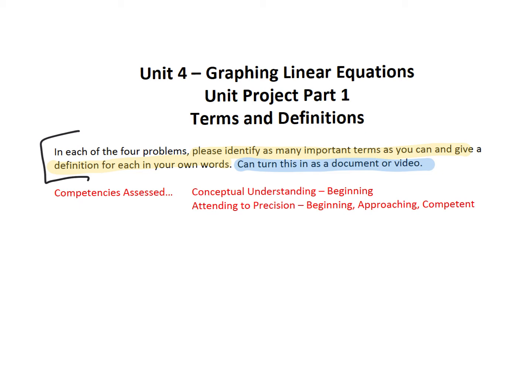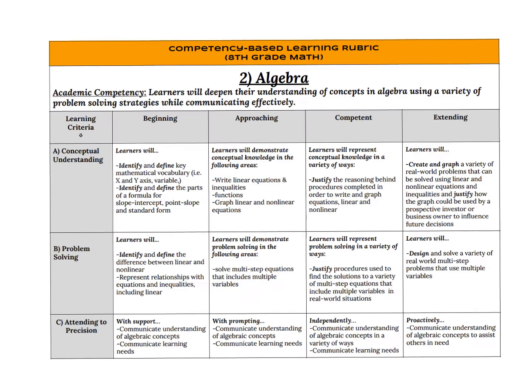But what I want to talk about first is that the competencies assessed are going to be conceptual understanding, beginning, and then attending to precision, beginning, approaching, and competent. So let's take a look at that first. Here is your competency on algebra: you need to be able to use the concepts in algebra using a variety of problem-solving strategies while communicating effectively. So, like I said, this one is conceptual understanding, beginning.